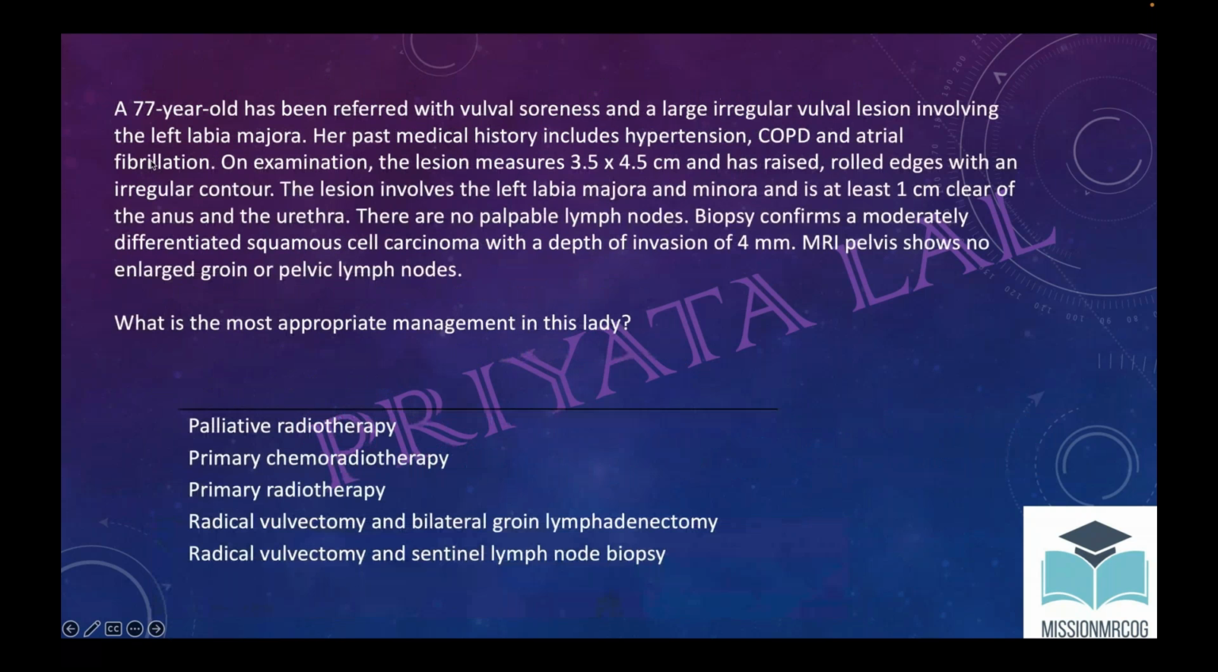A 77-year-old woman with an irregular vulval lesion, left majora, with a past history of hypertension, COPD, atrial fibrillation. Lesion measures 3.5 to 4.5 centimeter. Rolled edges with irregular contour. Lesion involves left majora and minora, at least 1 centimeter clear of urethra and anus. No palpable lymph node. Biopsy confirms squamous cell carcinoma. Depth of invasion 4 mm. And MRI shows no lymph node.